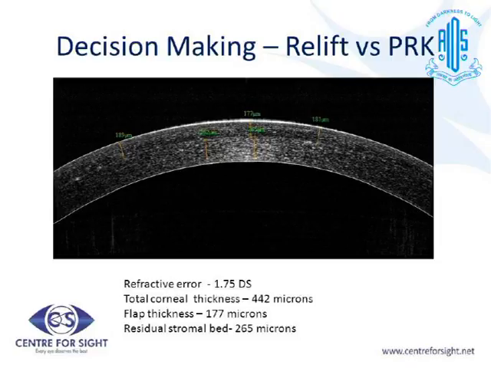Now, this patient presented with a residual refractive error of around 1.7 diopters, and ASOCT showed that the flap thickness was around 177 microns and the residual thickness was 265 microns. So we decided to proceed with surface ablation rather than relifting the flap and doing the surgery.